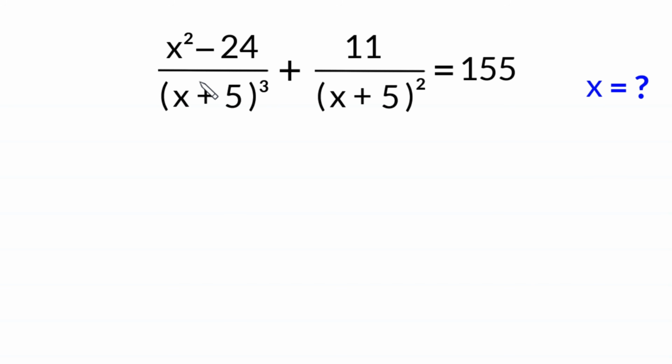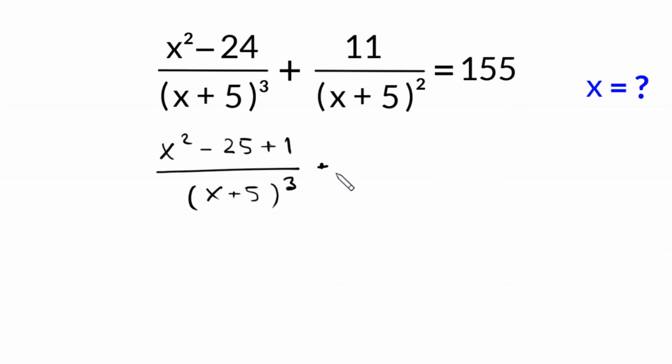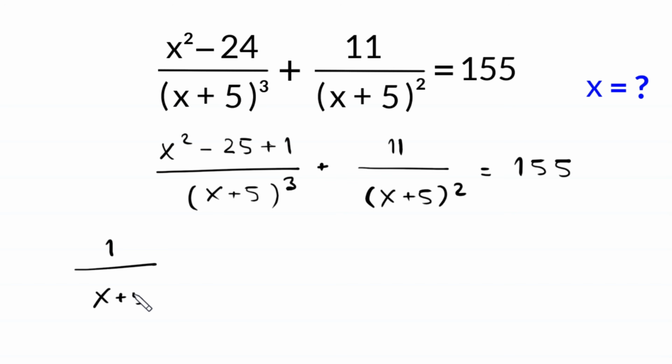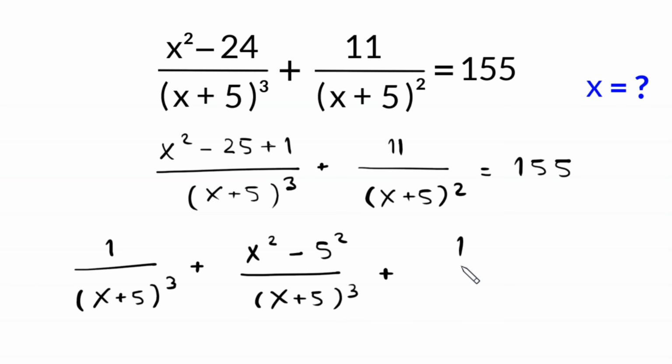So let's start. We can rewrite this x squared minus 24 as x squared minus 25 plus 1, divided by (x plus 5) whole cubed plus 11 divided by (x plus 5) whole squared equal to 155, and this fraction can be written as 1 divided by (x plus 5) whole cubed plus (x squared minus 5 squared) divided by (x plus 5) whole cubed plus 11 divided by (x plus 5) whole squared equal to 155.